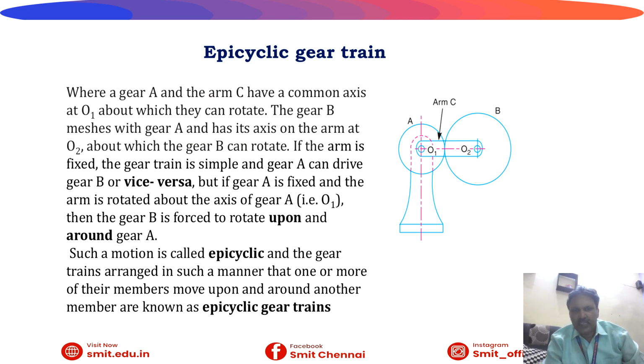Here we can see the arm is fixed. That is the assumption we are going to take. The arm will be fixed, and gear A can drive gear B. But if gear A is fixed and the arm is rotated about the axis of gear A, then gear B is forced to rotate upon and around gear A. I already told you, B will rotate around gear A. So these are termed epicyclic gear trains.